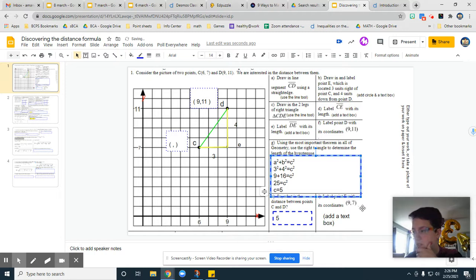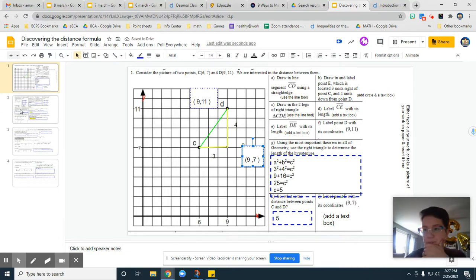Label point, I think that's supposed to be C with its coordinates. Sorry, label point E with its coordinates, 9, 7. So we're going to have to add a text box. I'm just going to move this one over. I'm on the struggle bus here. Okay.